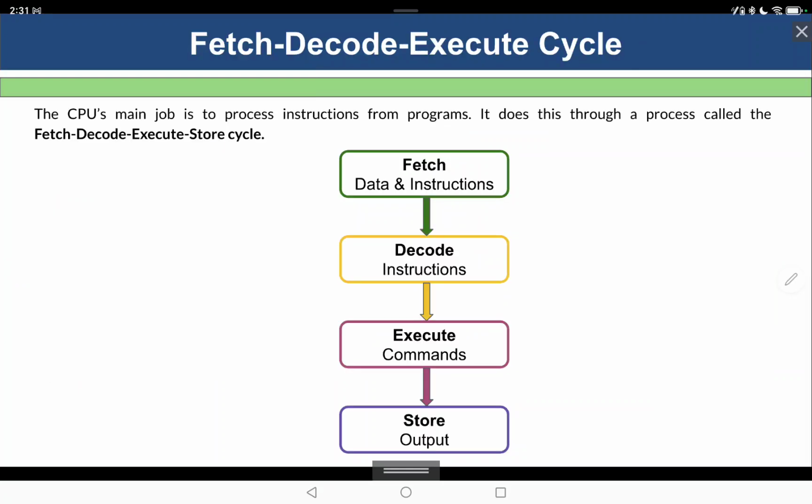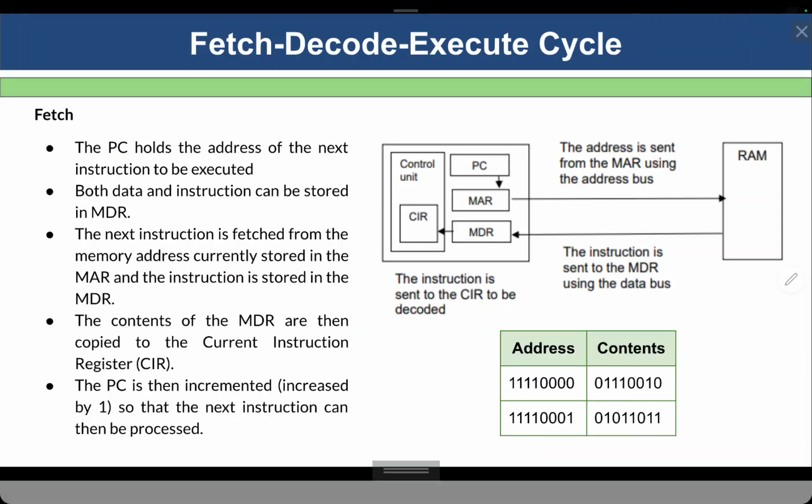Now let's look at the fetch, decode, execute cycle. The CPU's main job is to process instructions from programs, and for it to process the instructions, it uses what we call the fetch, decode, execute, store cycle. The first stage is to fetch the data or instructions. The next stage is to interpret the instruction, then the next stage is to execute the instruction and then store the result. Okay, so let's look at how an instruction is processed.